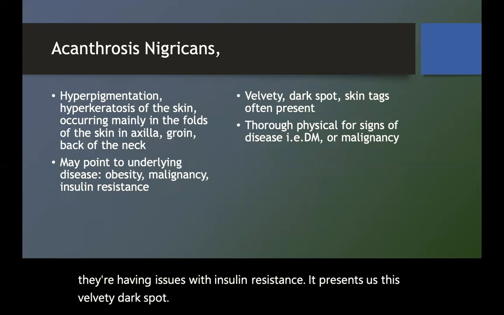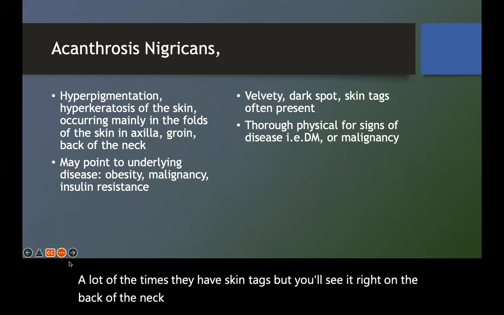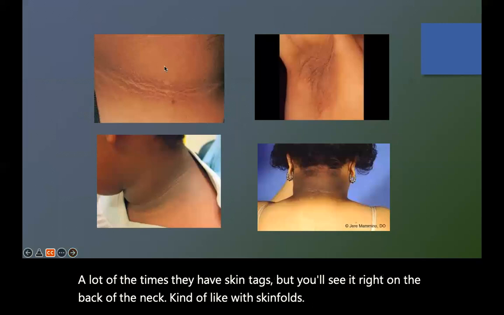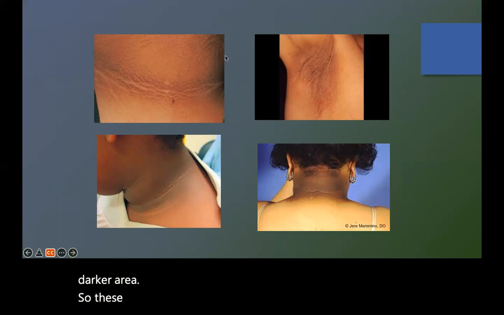A lot of the times they have skin tags, but you'll see it right on the back of the neck, kind of like with skin folds. See, right there on the back, you'll see it a lot. And it's just like a darker area. So these are patients you want to talk to about managing their blood sugar as well as their weight.